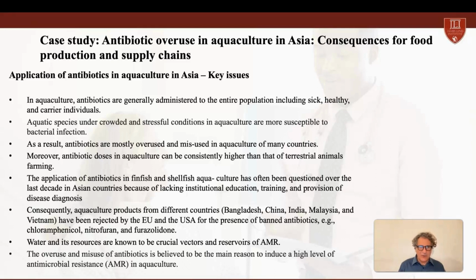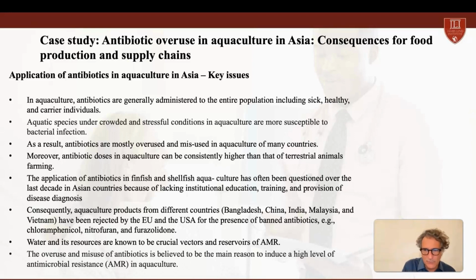Antibiotics in aquaculture are generally administered to the entire population, including sick, healthy, and carrier individuals. Aquatic species under stressful conditions in aquaculture are more susceptible to bacterial infection. So the result is exactly like the other animals. We're talking about fish, and we have exactly the same problem. The application of antibiotics in finfish, for example, has often been questioned over the last decade in Asian countries because of a lack of institutional education, training, and provision of disease diagnosis.